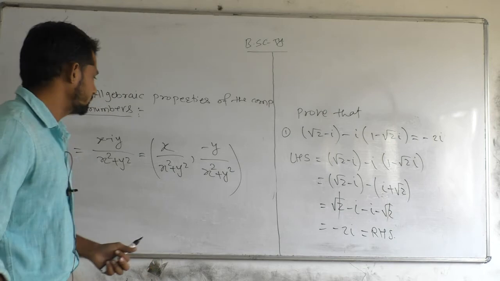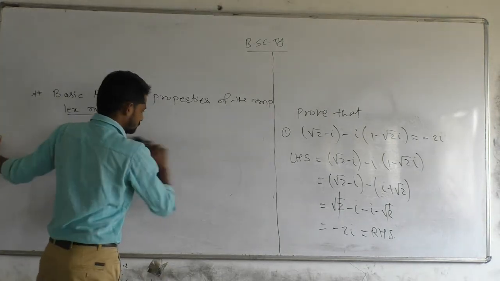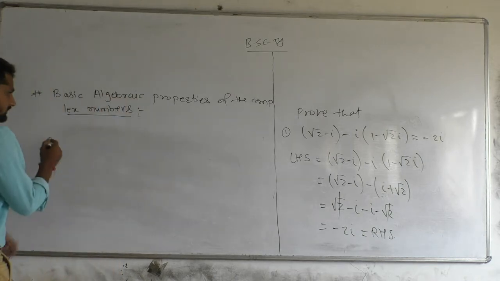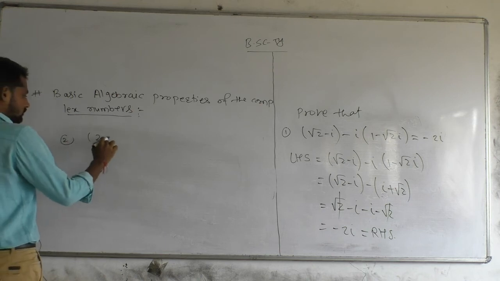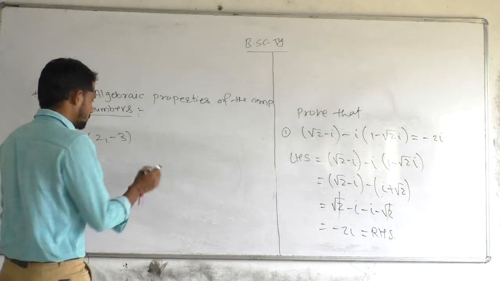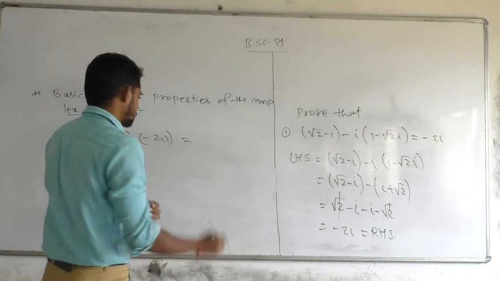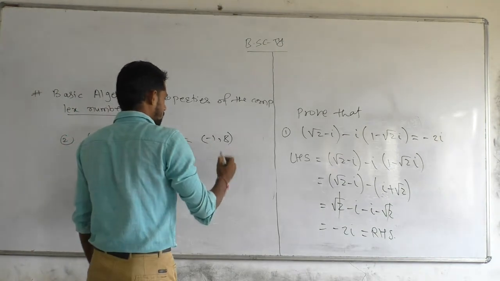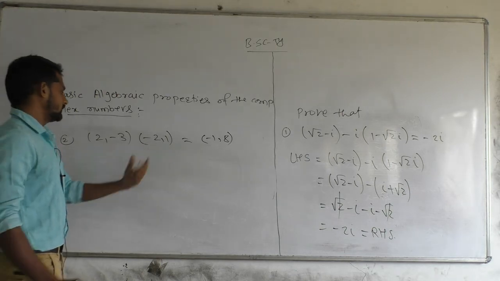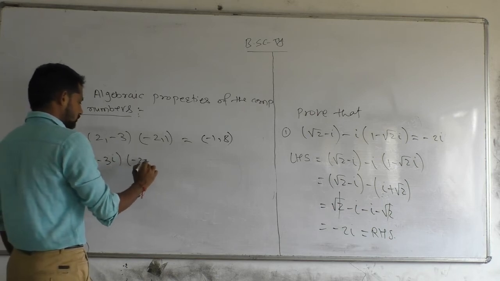Now consider second: (2, minus 3) times (minus 2, 1) is equal to (minus 1, 8). Now you can write this number as (2 minus 3i) times (minus 2 plus i).